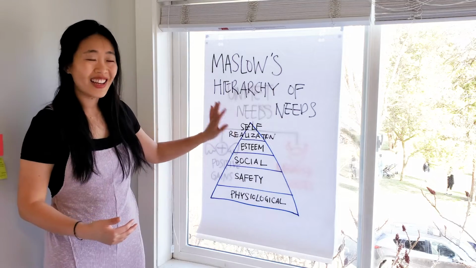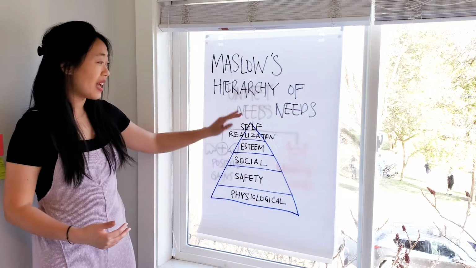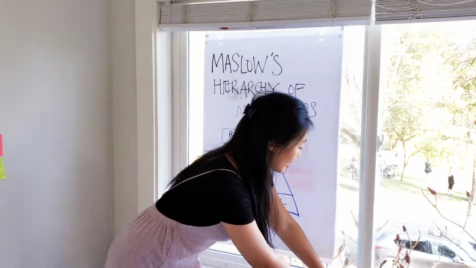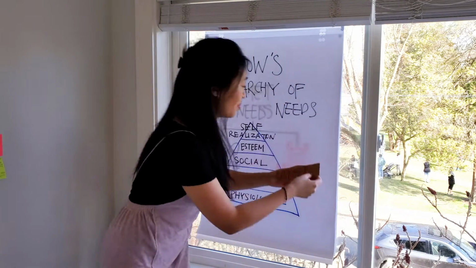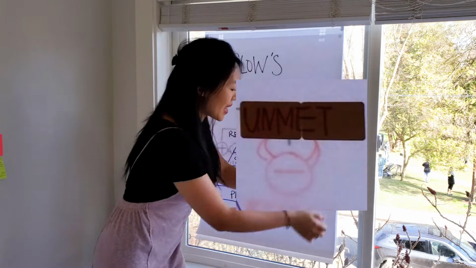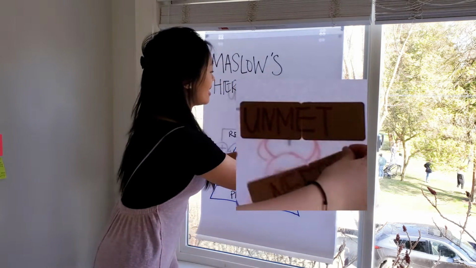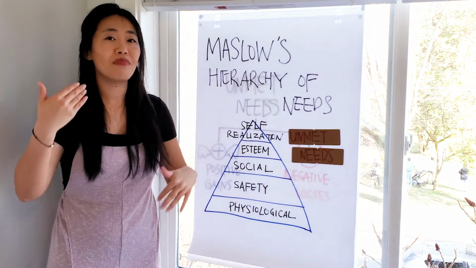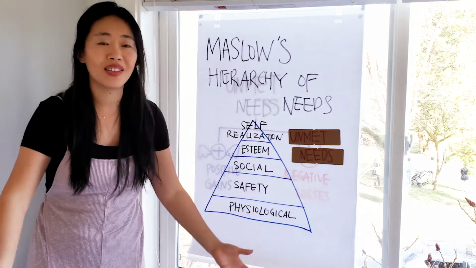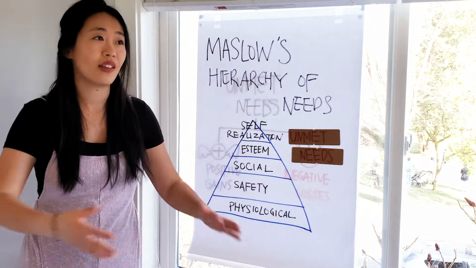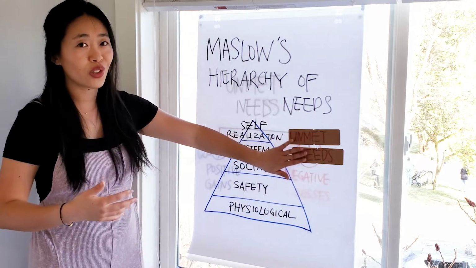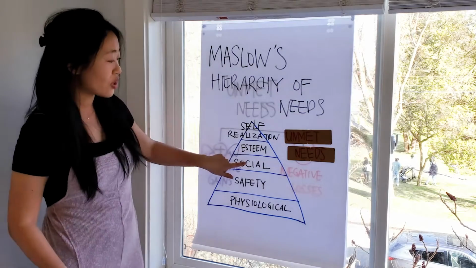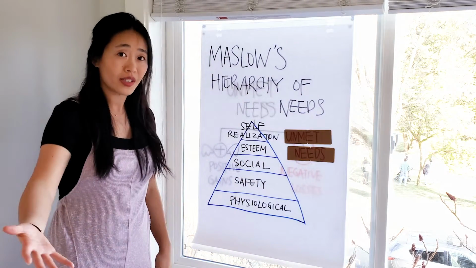Now, why do we want to use this? By going through each step, what you want to do is actually uncover unmet needs, right? So people have unmet needs, and that's why they buy services and they buy products. They try to fulfill those needs. So we want to identify the unmet needs within each of these stages for our customers.